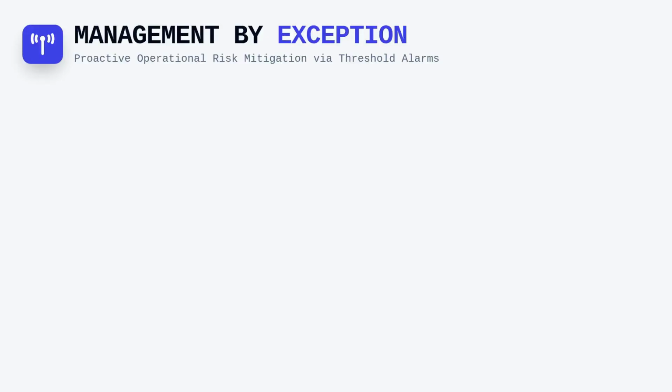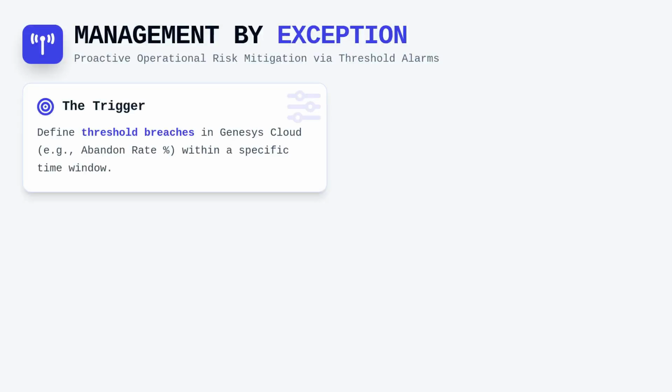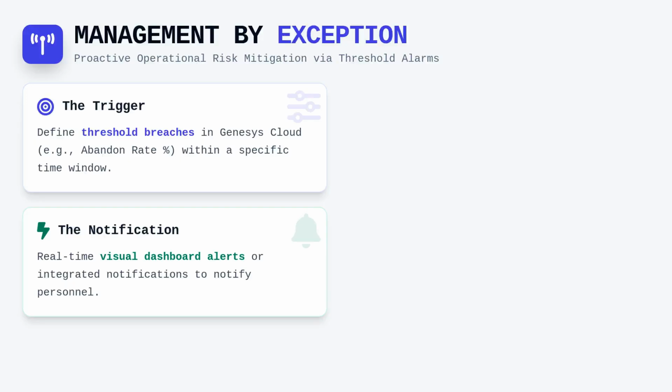Management by exception is facilitated through the implementation of alarms tied to threshold breaches. You can define specific triggers within the Genesys Cloud interface, such as an alert that fires when the abandon rate exceeds a predefined percentage within a set time window. These alerts can be configured to provide visual notifications directly within the dashboard or through other notification integrations, ensuring that the appropriate personnel are aware of operational risks before they become service failures.